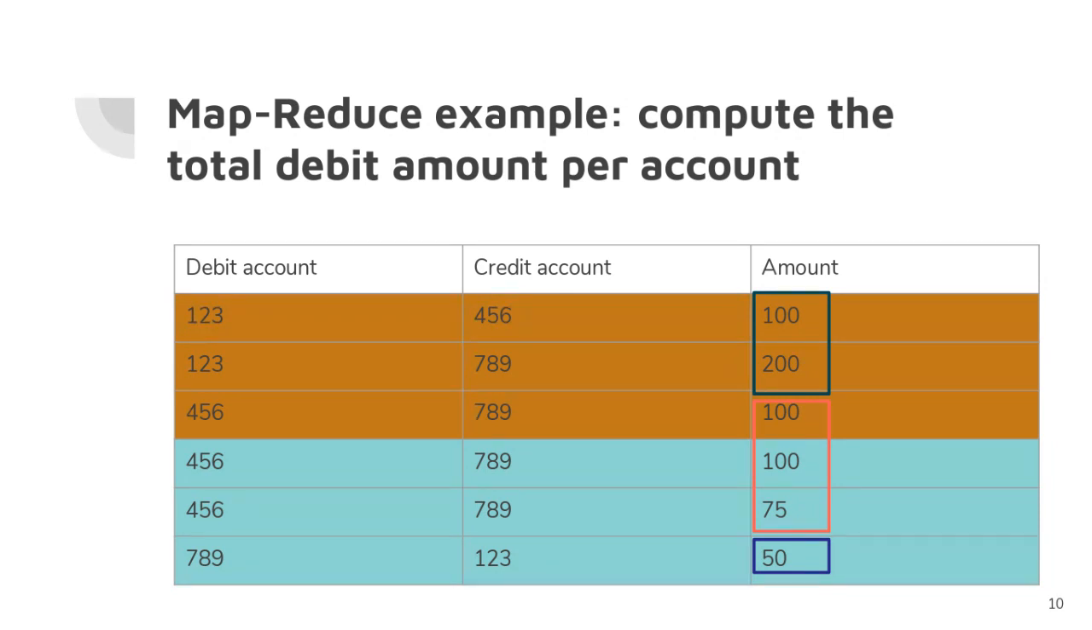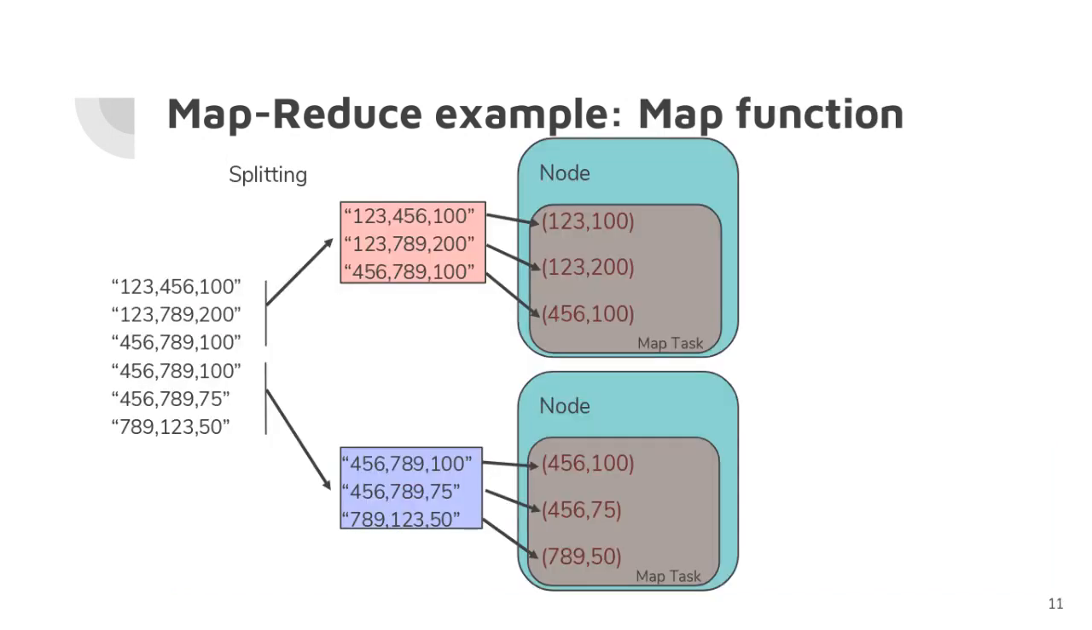But for account 456, some rows are on one node, and some rows are on another node. So that's also shown here. So we have our entire data set. Here it's just 7 rows, but normally for MapReduce that would be millions or billions of rows. And so the data is partitioned. In this case, it's partitioned on 2 nodes, as shown here.